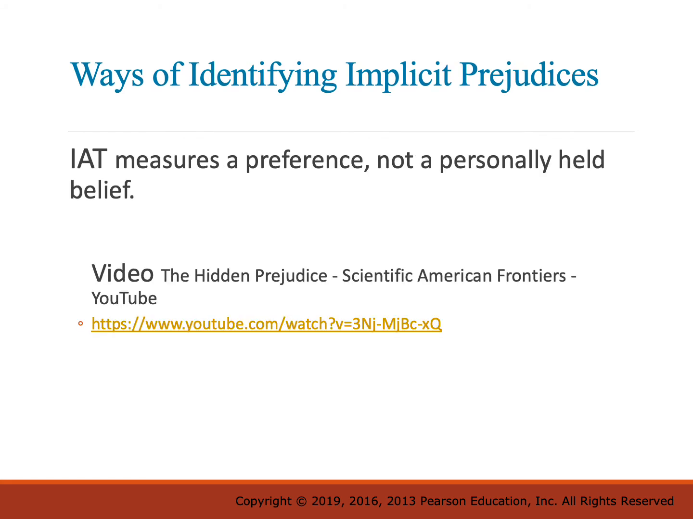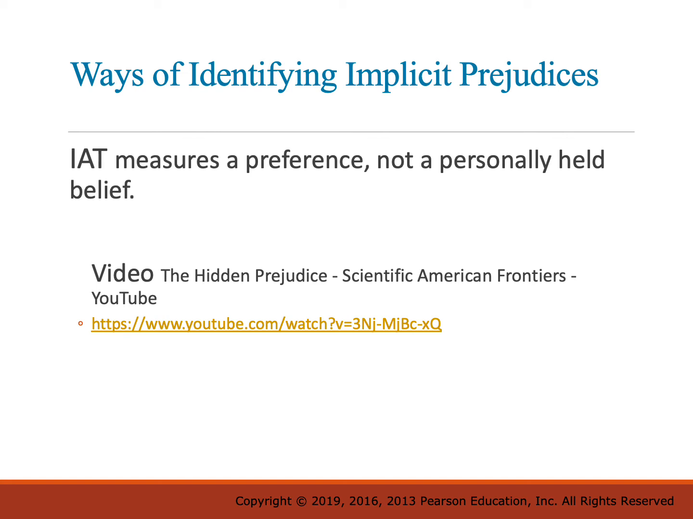So one caveat here about the IAT is that it is measuring a preference, not necessarily a personally held belief. So what does that mean? It just means that they can't actually say that the test is saying that you have this implicit bias. It's just showing your preference. Your hidden preference is shown by how you respond to the IAT.